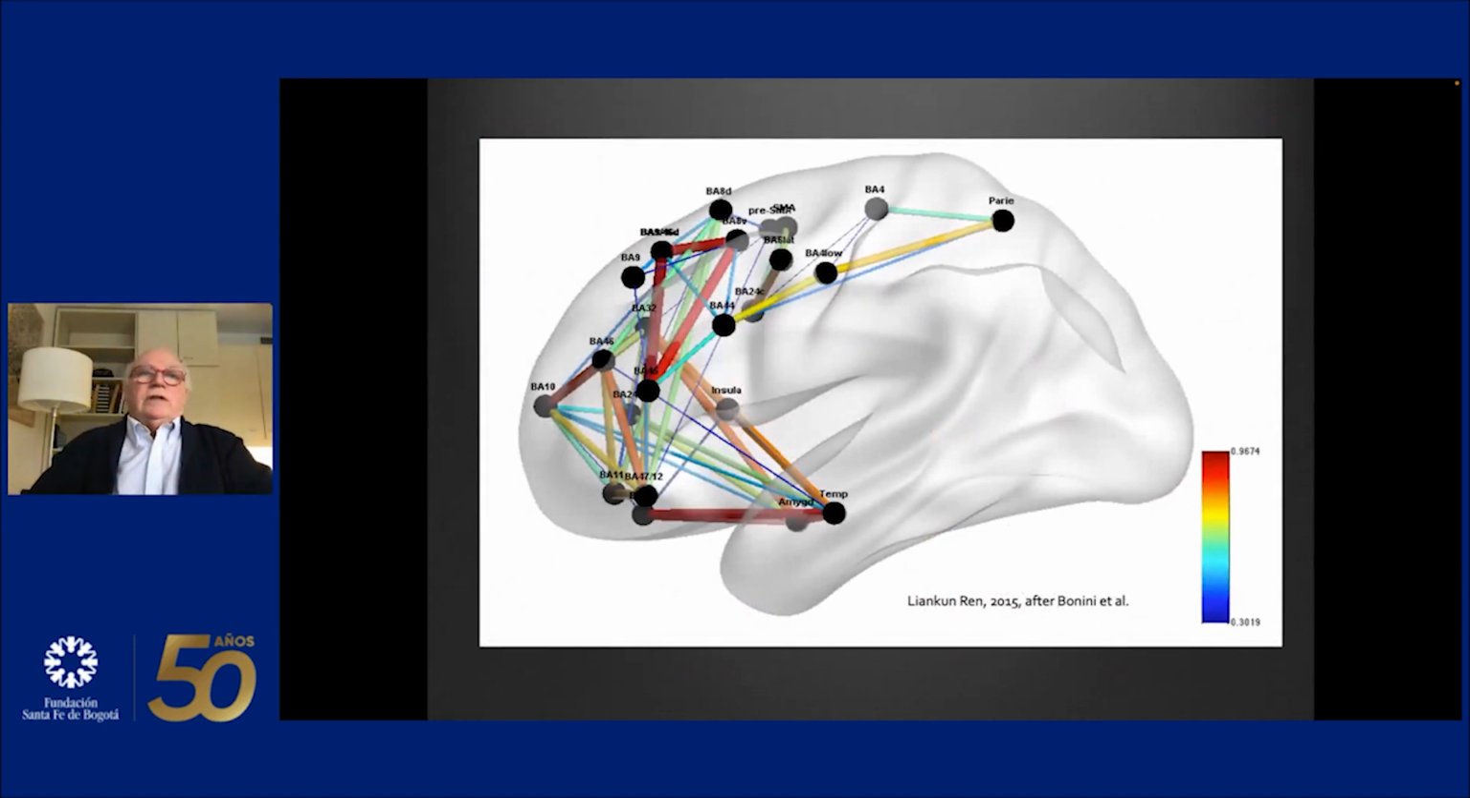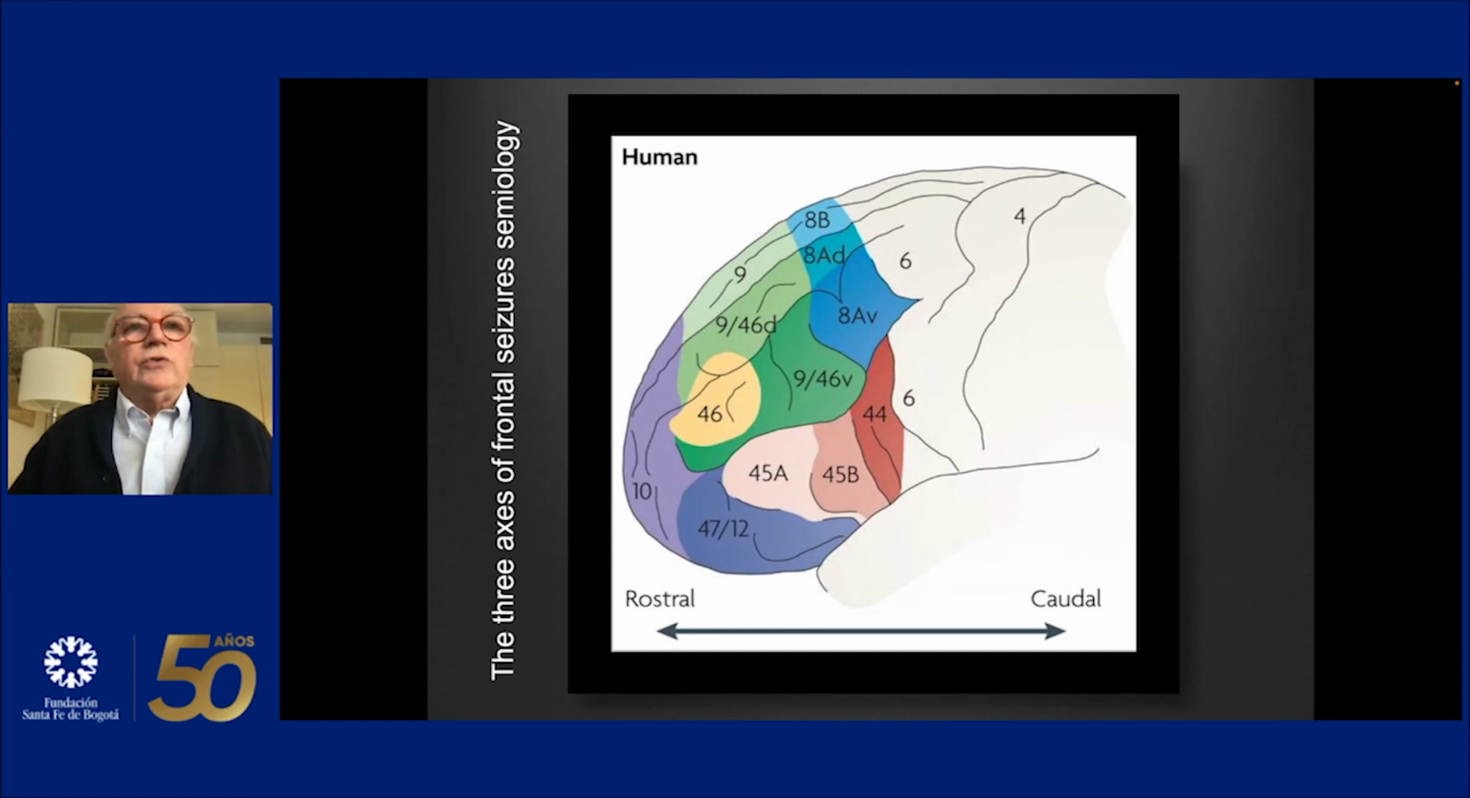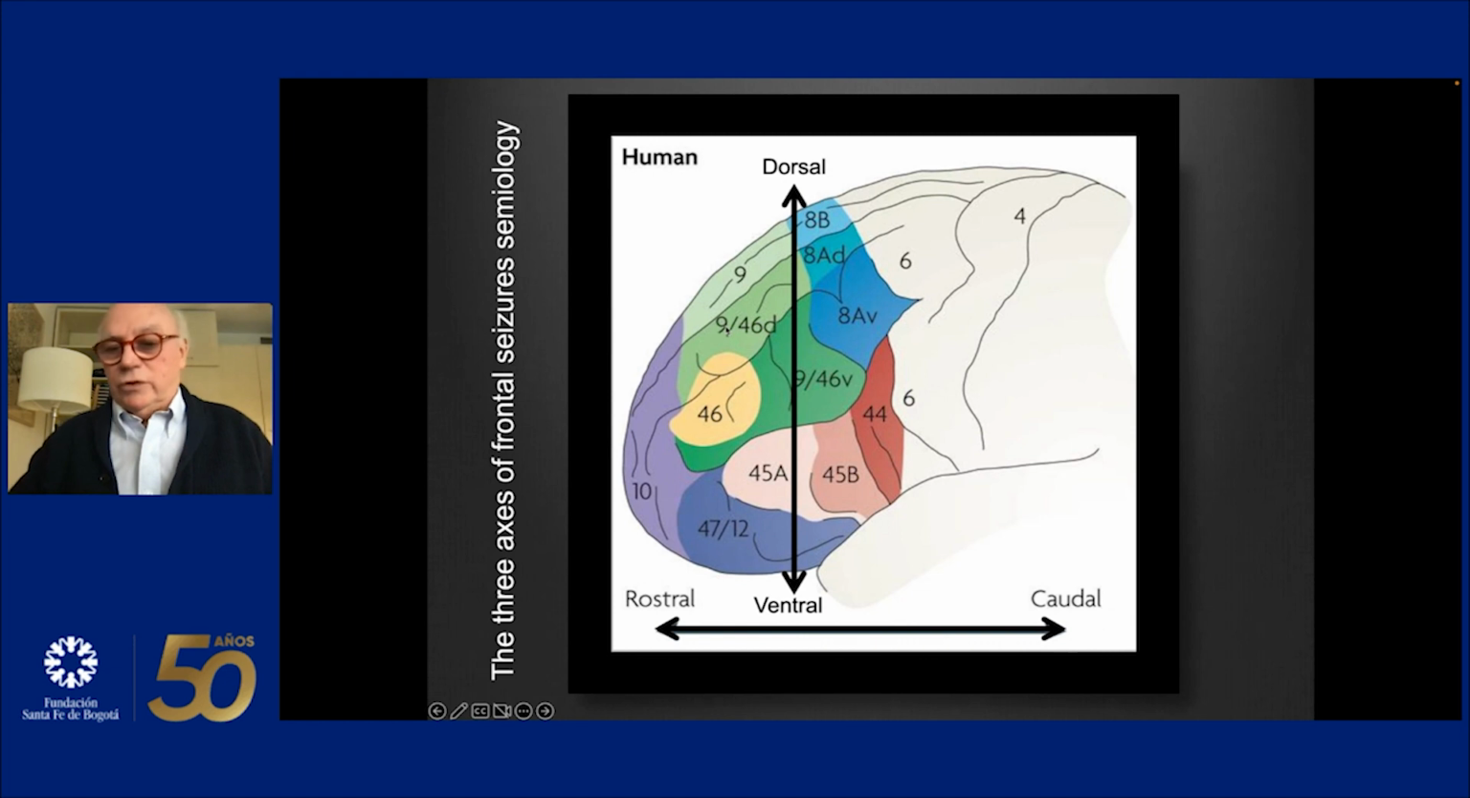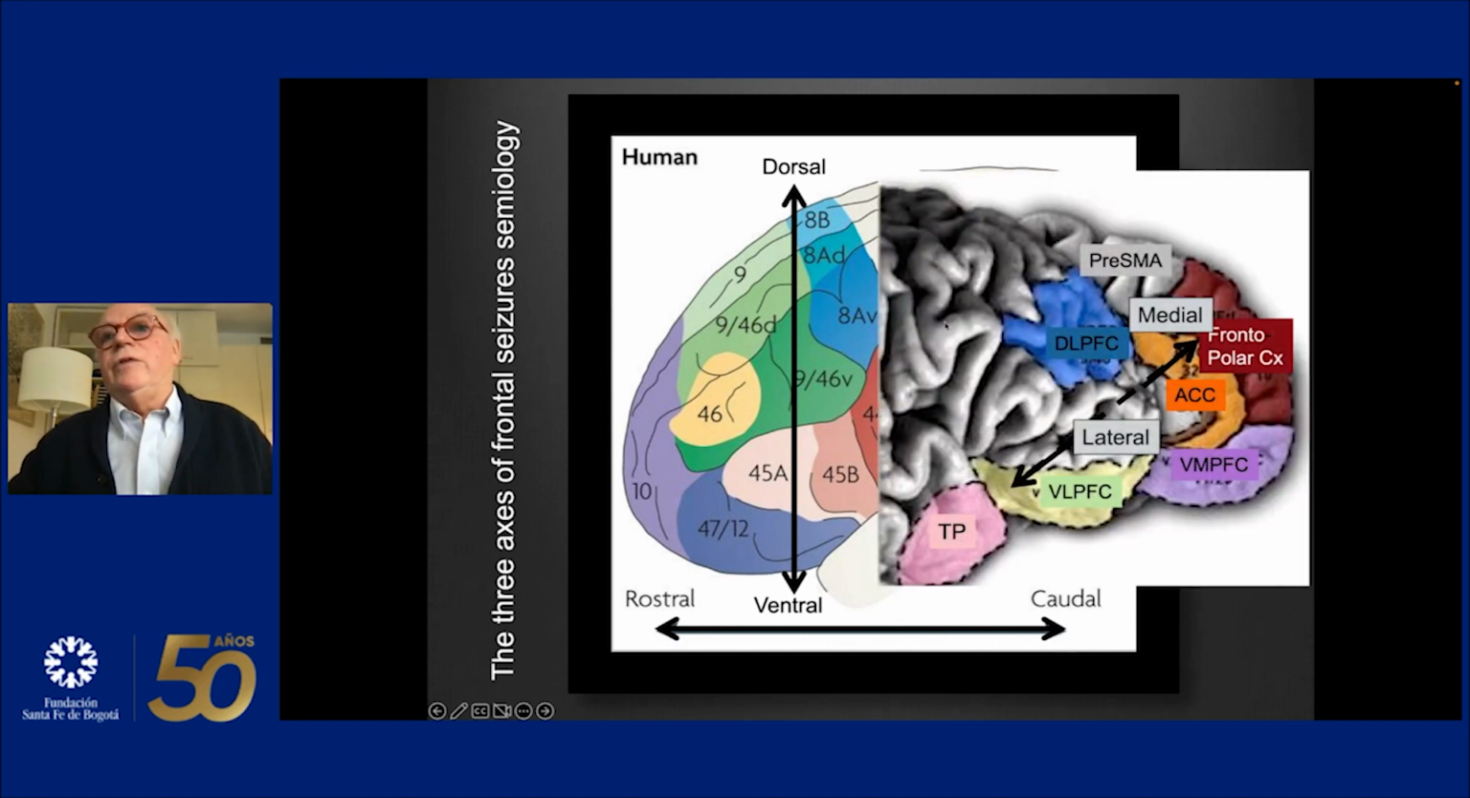This is exactly the same as what has been done from our data by a nice Chinese colleague, Lian Kunren. So now we'll try to describe the different patterns according to the anatomical classification. I repeat that this is the rostral and the caudal part, here you have the ventral and the dorsal, and here the lateral to the medial. And we will see how the seizure pattern changes when you move from one region to the other in the 3 axes of the anatomy.